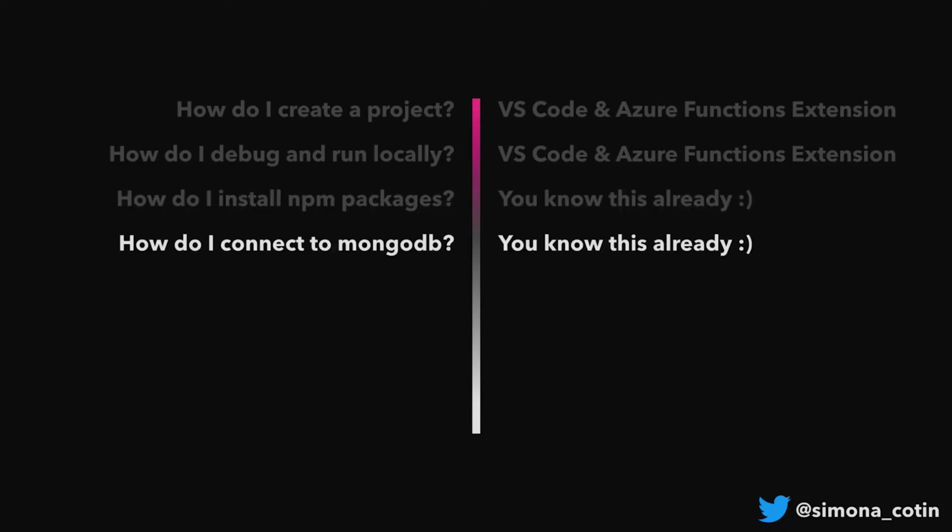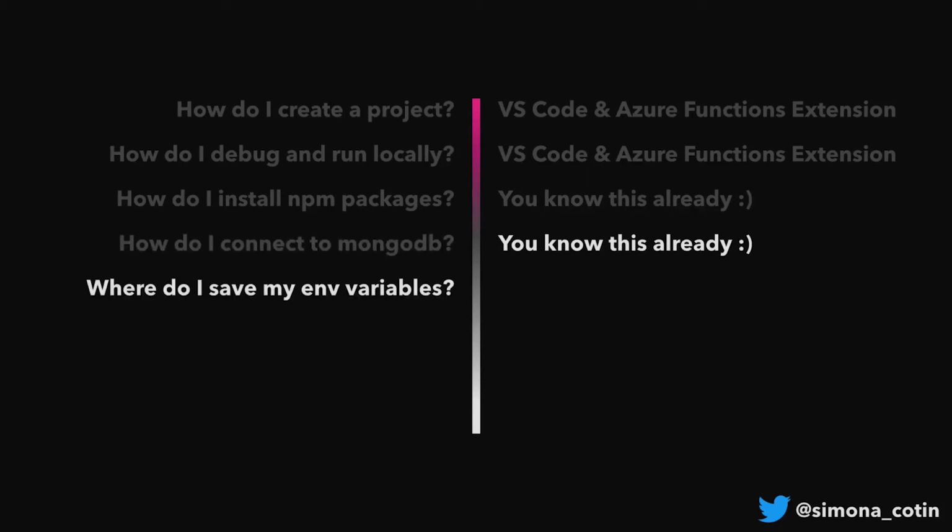How do we connect to a database? We use the npm package MongoDB. We can also use the extension. How do we save environment variables? We use the local.settings.json in our local, and then there's app settings in the cloud.